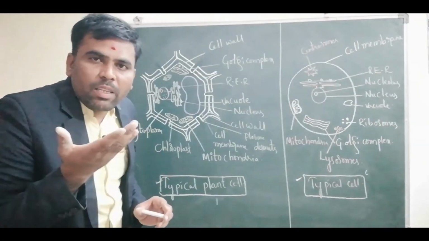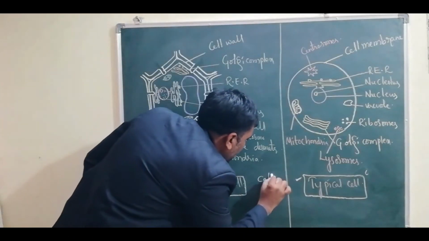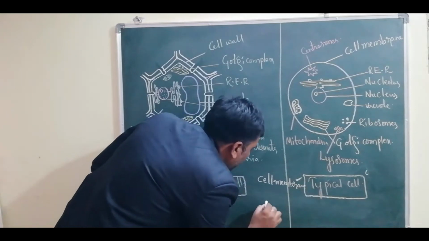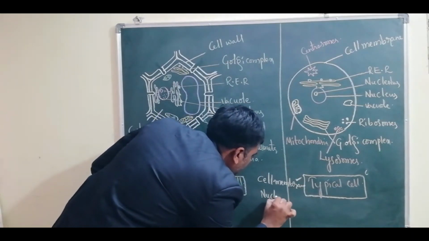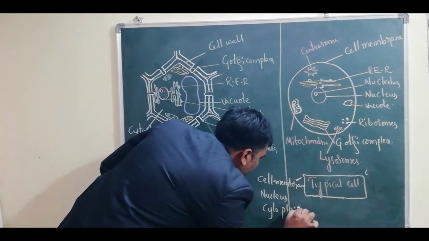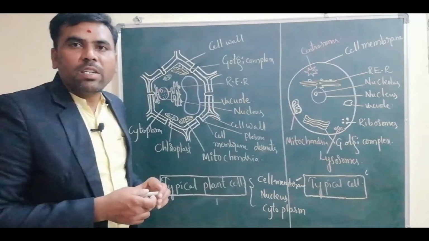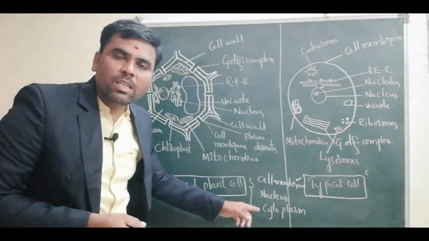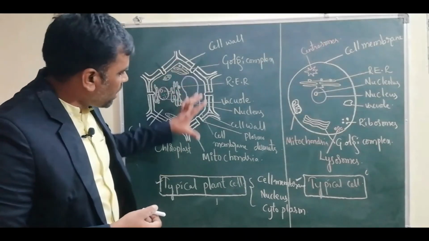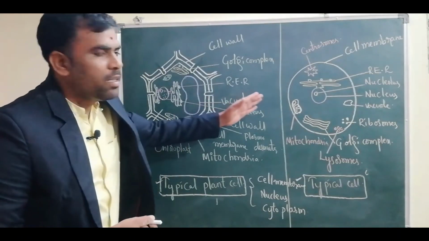If you observe the cell under the microscope, three major components are visible clearly. One is the cell membrane, then next the nucleus, and third one is the cytoplasm. So these are the three major components of the cell. Apart from these components, some other parts are also present in the cell. Now let us look at the typical plant cell. What parts are present in the plant cell and animal cell?